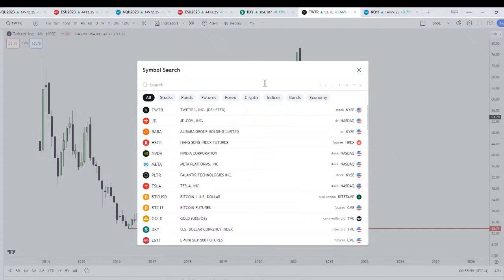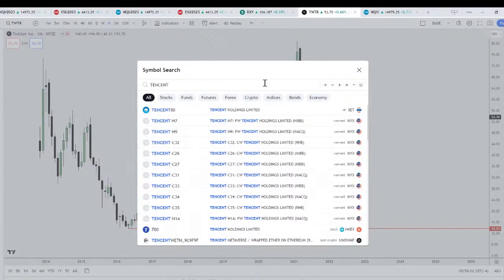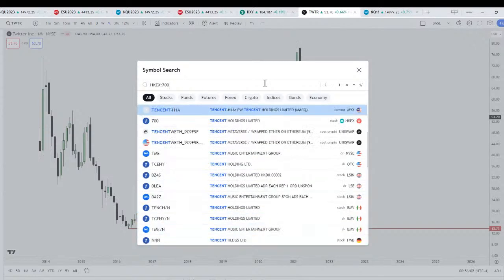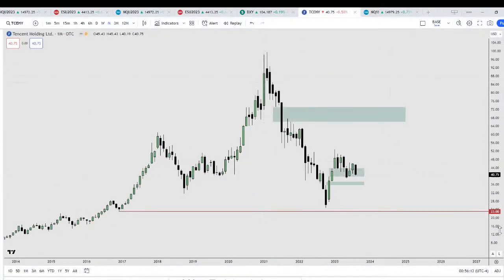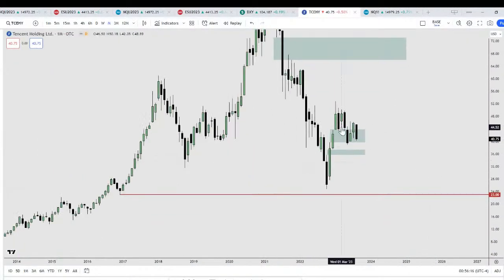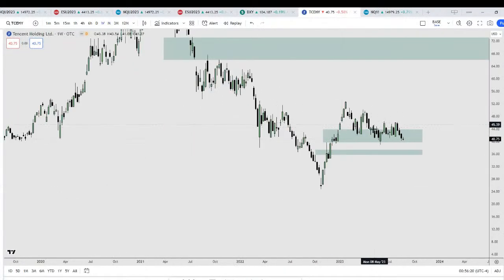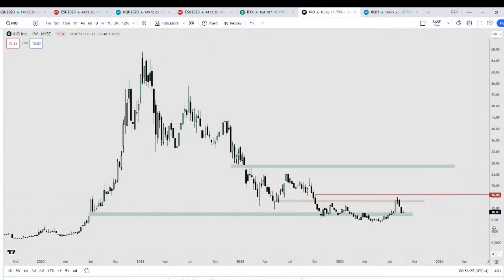Right, so moving on from JD, we have Tencent. Tencent is not on NASDAQ. It's in the OTC. Right, messy chart. I'm not interested. Let's move on to NIO.